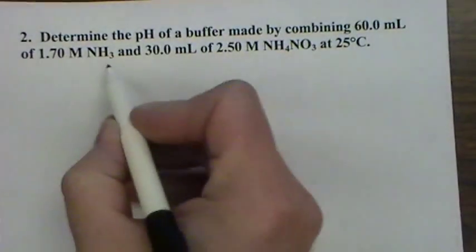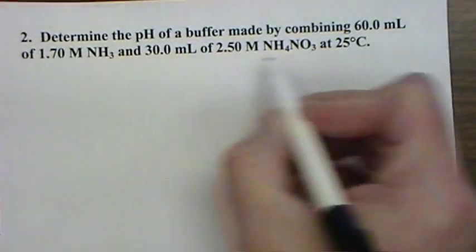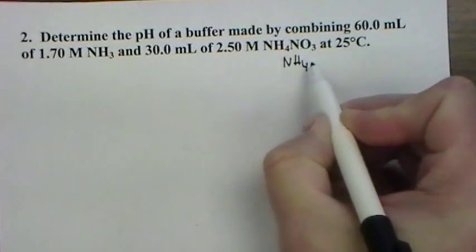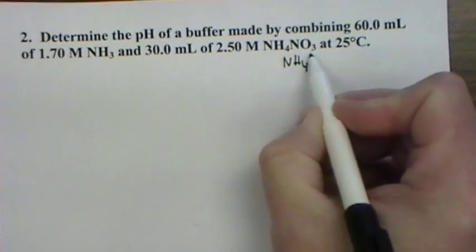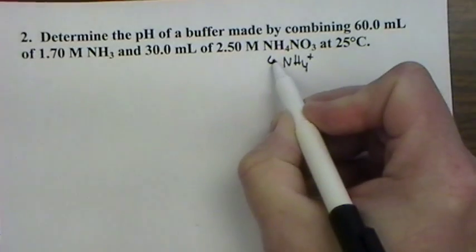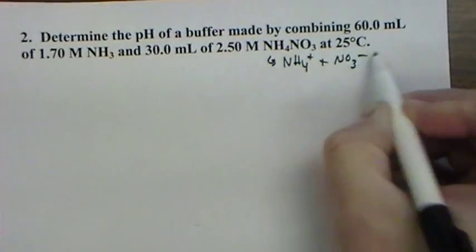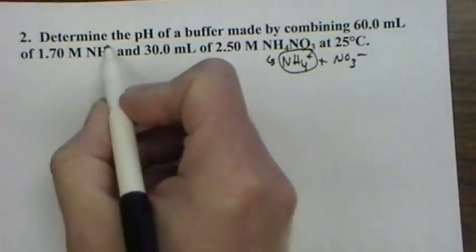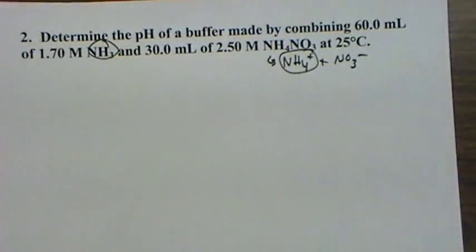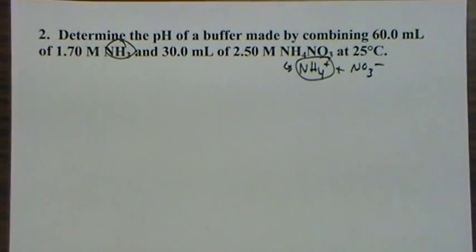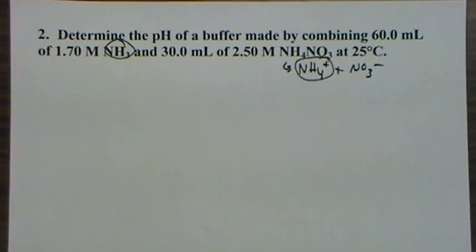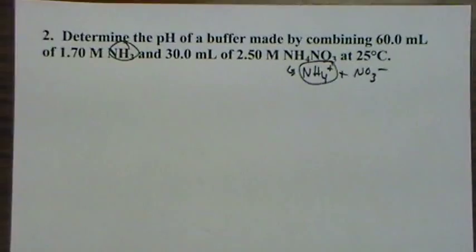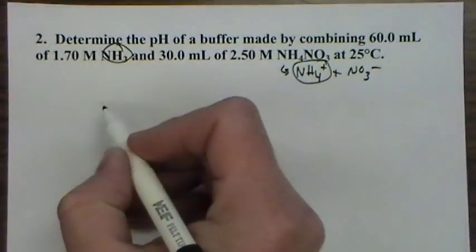Now this is a base and its conjugate acid, and the NH4, or the ammonium nitrate, breaks up into ammonium ion and nitrate ion. The nitrate does nothing. This is the one that we're after. We have the ammonia and its conjugate acid. So we're going to determine the new concentration and then plug them both into the Kb expression for ammonia to determine the pH. So we have to do this out.